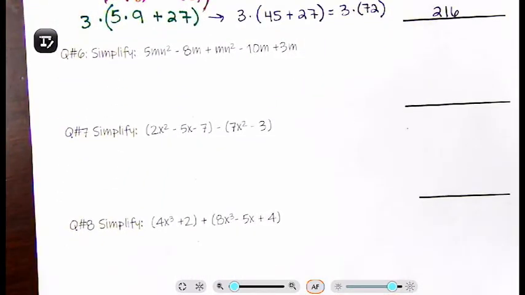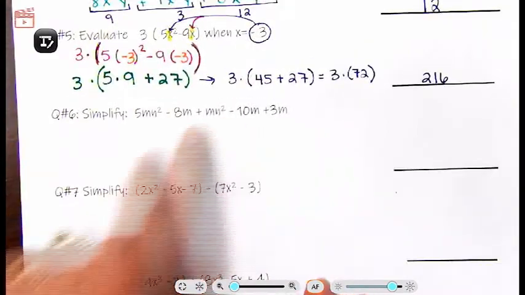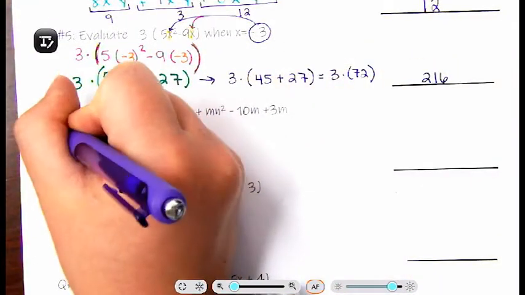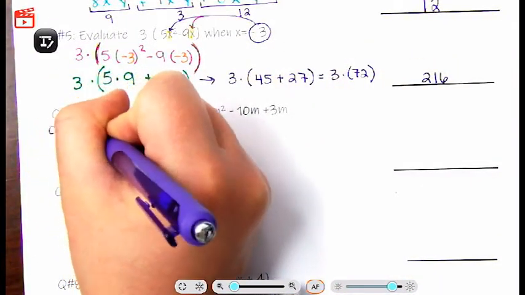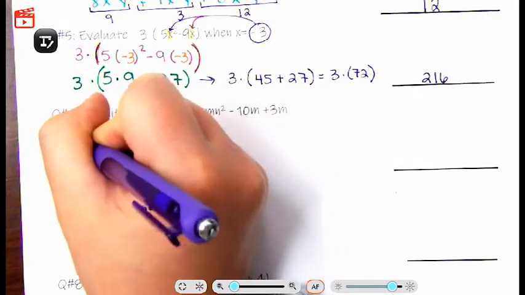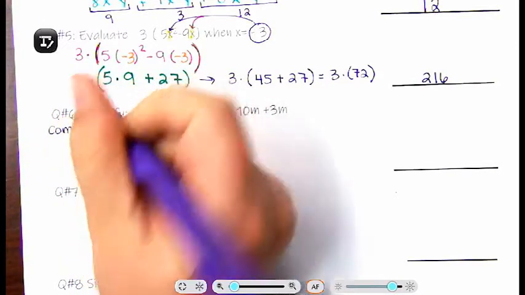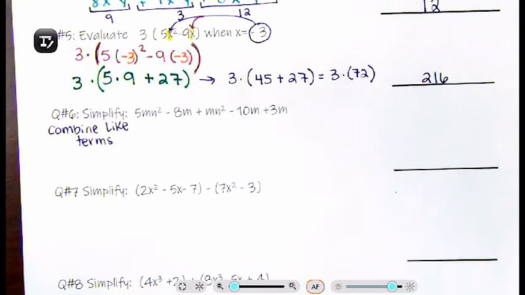Question number 6 is asking you to simplify. When they're simplifying an expression like this, this means combine like terms. When we combine like terms, we are looking for the same letters, same variables, and the same exponents.